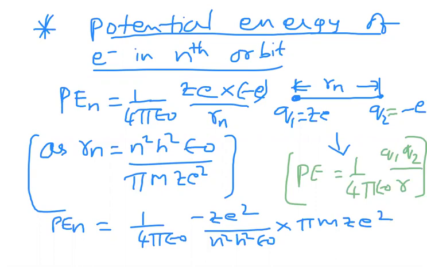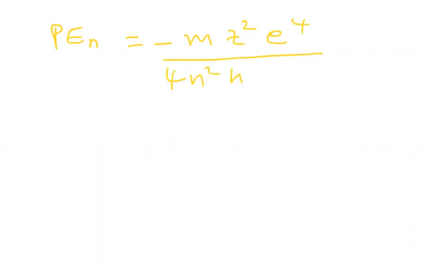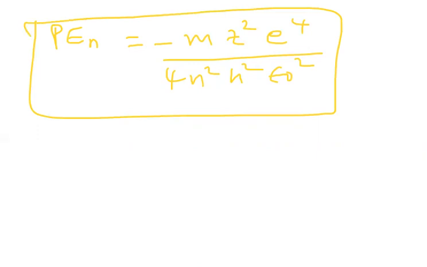So what terms will be cancelled? Observe carefully here. Pi will be cancelled. Any other terms to cancel here? No, no other terms. So what is the final potential energy formula we are left with? Let us check it out. Potential energy is minus m Z square e power 4 by 4 n square h square epsilon naught square. This is the formula we got for potential energy of the electron, the potential energy between electron and nucleus.